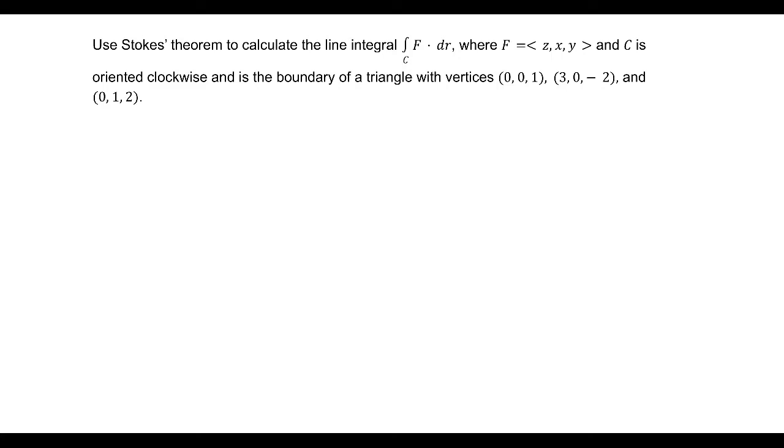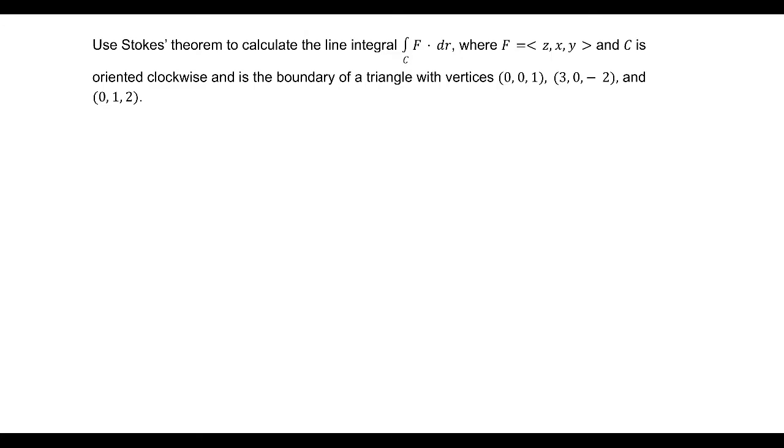By Stokes' theorem, we're going to turn this into a surface integral of the curl of f dotted with the parameterization of that surface. So we need to find a pair of things: a parameterization of the surface and, using that, the curl of f. The next thing we need to do is to find what the surface would be with these 3 points.